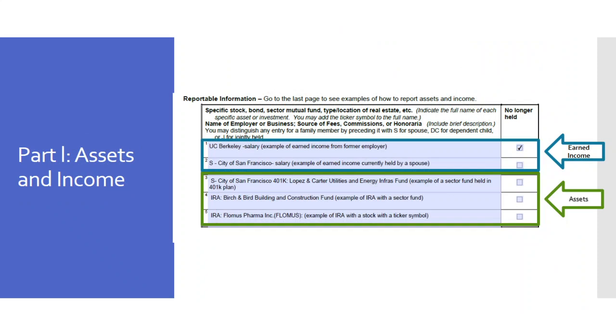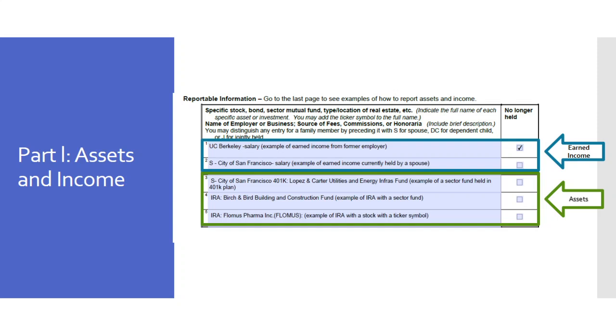Part 1, Assets and Income. Part 1 of the form is where you record your assets and income. What do you report? As a new entrant filer, you only have to disclose assets worth more than $1,000 that you or your spouse or dependents hold as of the date you file your report. You also need to report the source of any earned income greater than $1,000 that you or your spouse earned in the past 12 months.